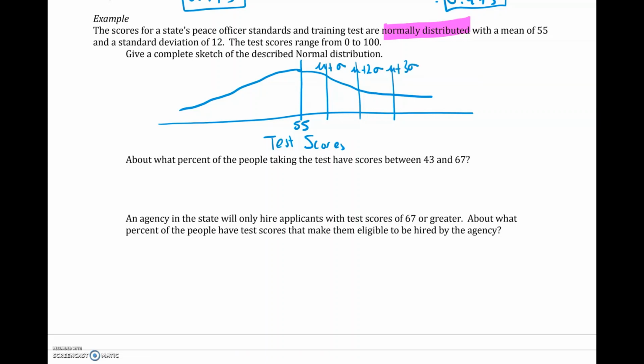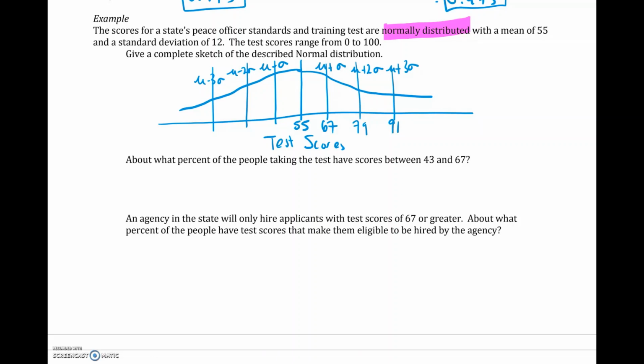And then we want to do the same thing on the other side. So now we're going to the left, so we're subtracting. So this will be mean minus 1 standard deviation, mean minus 2 standard deviations, and finally, mean minus 3 standard deviations. Okay, so we're going to start with that 55. 55 plus 12, 67. 67 plus another 12 is 79. 79 plus 12 gives me 91.